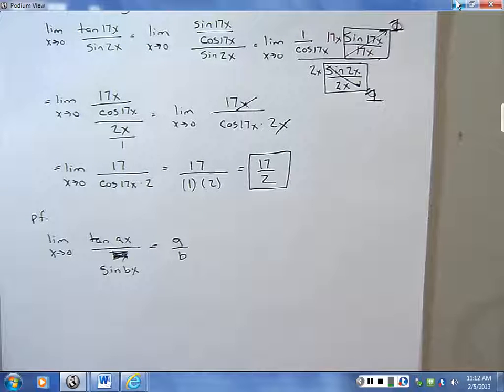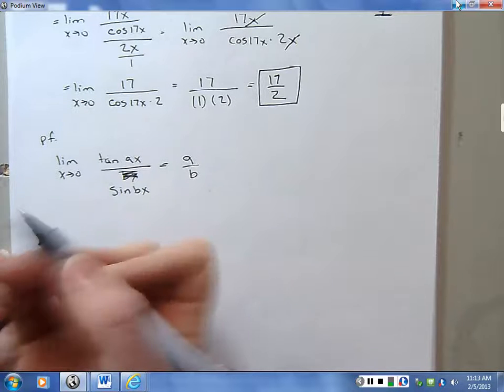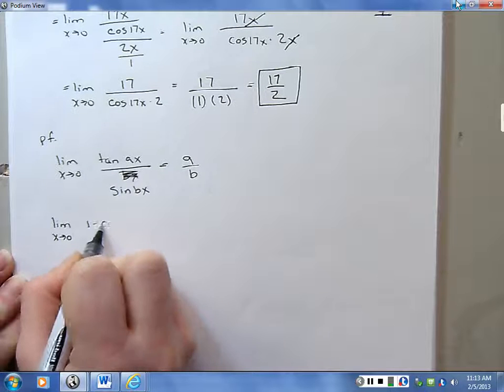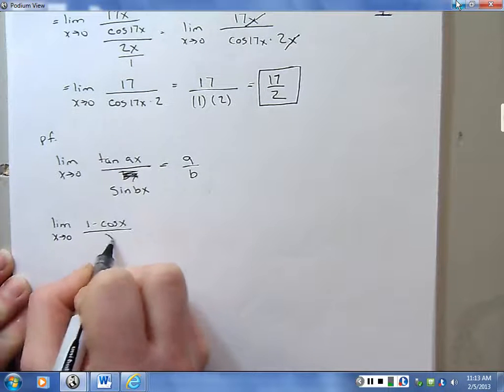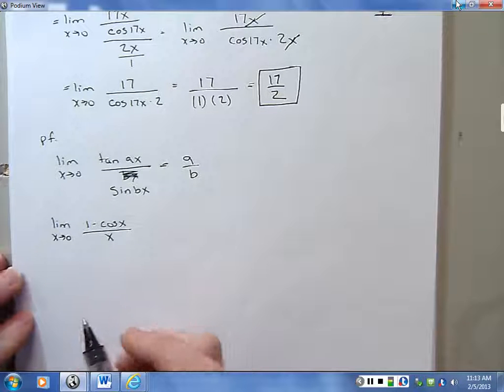Question? Can you do an example where you use the 1 minus cosine? Yeah, I'm going to show that equals 0, and then do an example of where that would come in. Okay, so the next limit your book shows is the limit as x goes to 0 of 1 minus cosine of x over x. It turns out this equals 0. But why does it equal 0?